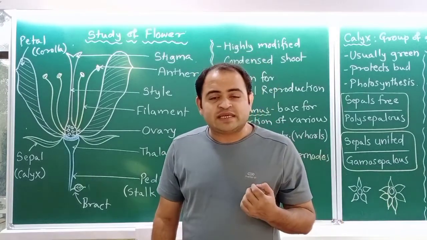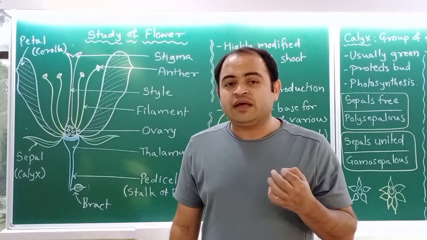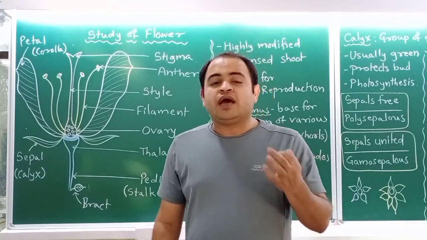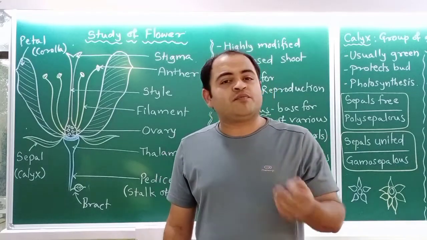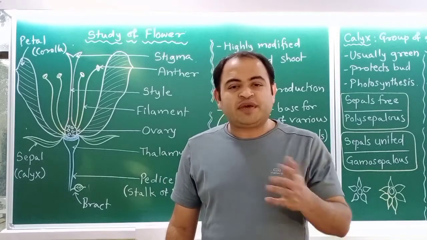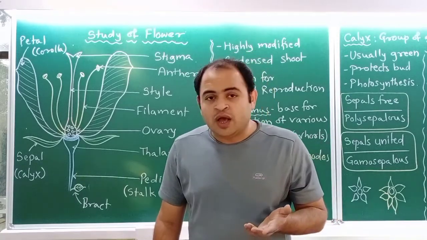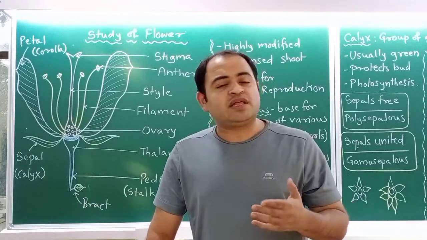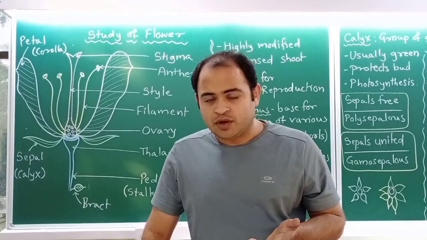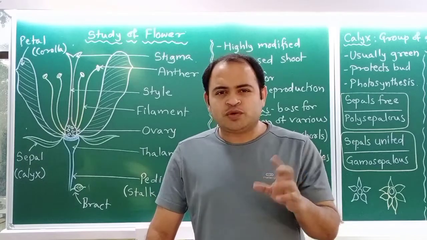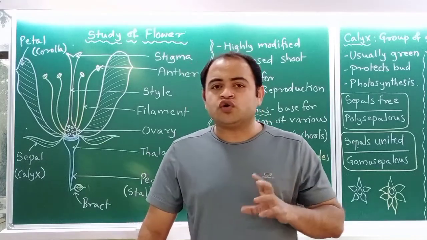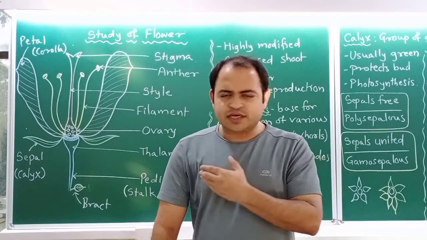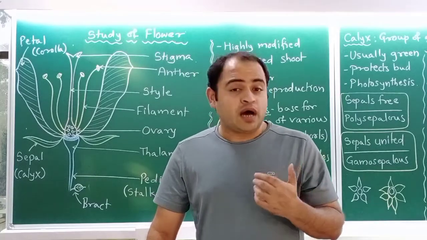In some flowers, male components are present. In some flowers, female components are present. So they become unisexual flowers. When both the components, male and female, are present, they become bisexual, or hermaphrodite. Usually the word hermaphrodite goes with the animals, but in case of flowers you can also use the word hermaphrodite.